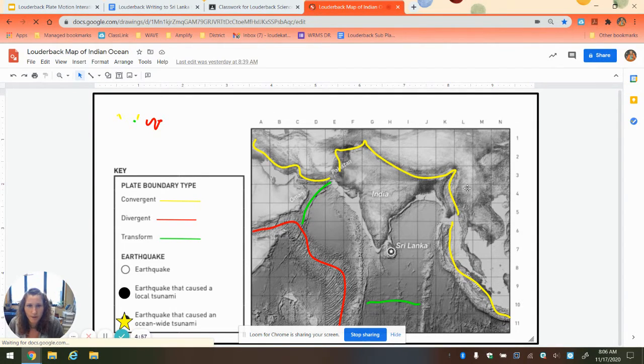So what type of boundaries do we have? Looks like we have all of them. We have convergent in the northern part of India, as well as the east coast of the Indian Ocean. And then we've got 2 transform boundaries, one in the northwestern corner of India, one directly south of Sri Lanka, and then we have a divergent boundary in the southwest corner there.